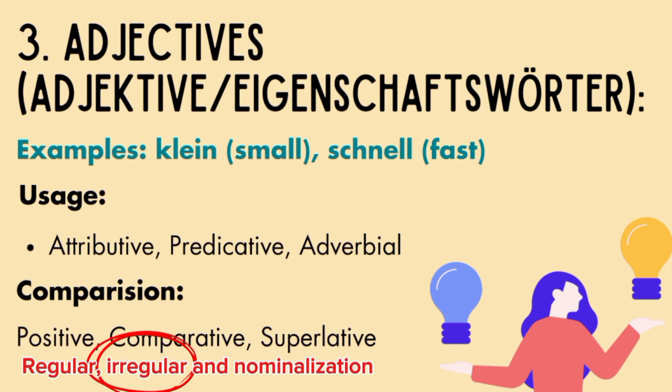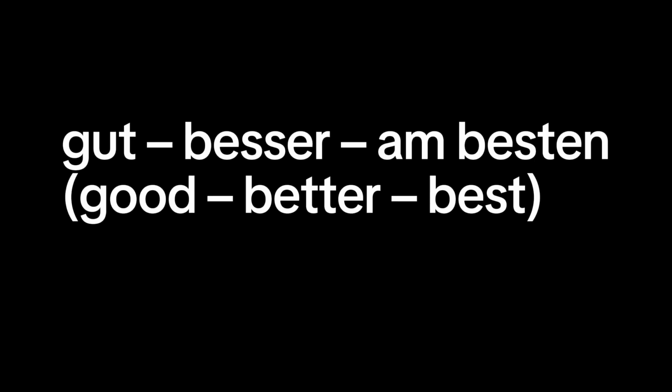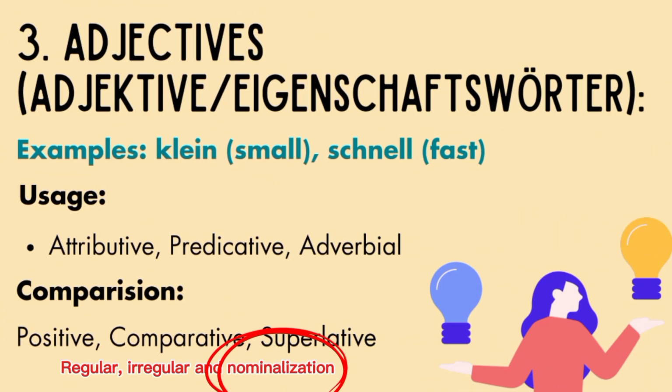Secondly, we have irregular comparison, good, better, and best. Here we can see that the pronunciation and all the sound and the complete word has been changed in this type of comparison. Good is changed into better and best. So this is the irregular type of comparison. So gut, besser, and besten. Good, better, and best. This is what we call it in German language.